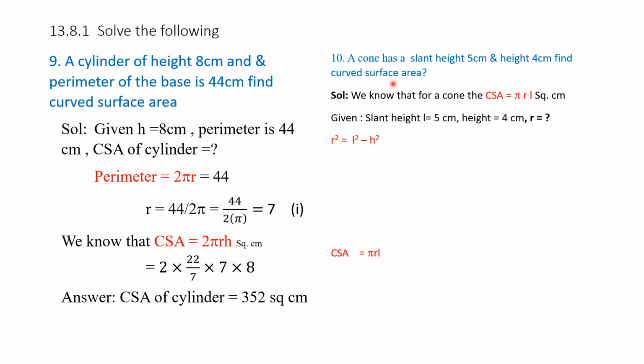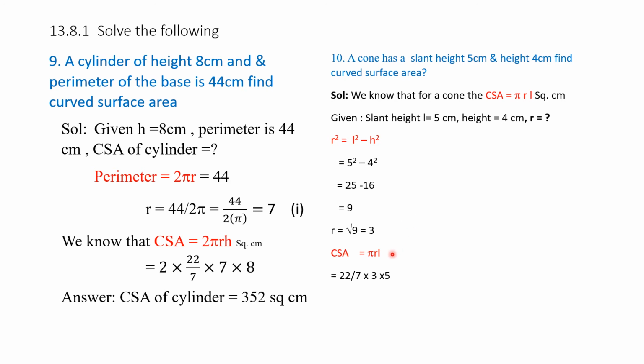We have to find r from l equals under root h square plus r square. Rearranging, r square is equal to l square minus h square. That is, l is 5 and h is 4. We know from the Pythagoras theorem, if the hypotenuse is 5 and one side is 4, then the third side is 3. Therefore, we have also verified here by the equation, and r becomes square root of 9 equals 3.